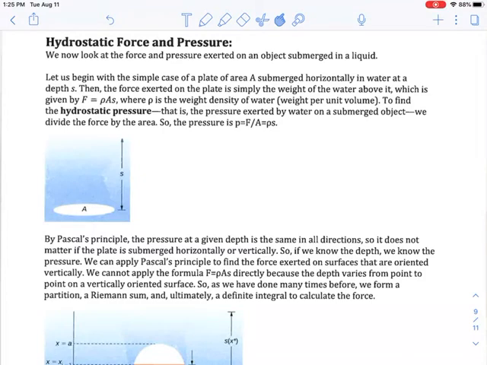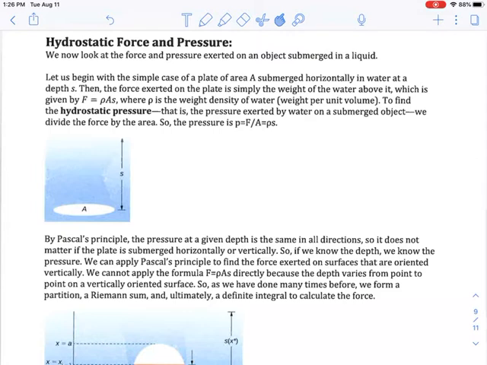In this video, we take a look at hydrostatic force and pressure. Everyone is probably familiar with the idea that if you're in the water, in a swimming pool or a lake or the ocean, and you dive down deeper and deeper, there is more force being exerted on you. And that's the concept of hydrostatic force and pressure.